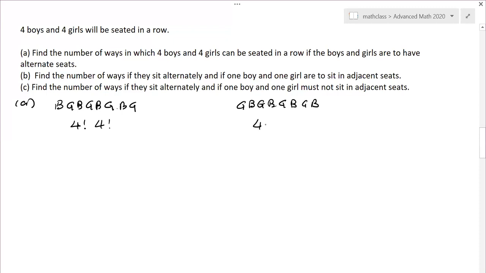And then similarly you have this other pattern. Add them together. After you multiply them out, the answer will be 1,152.